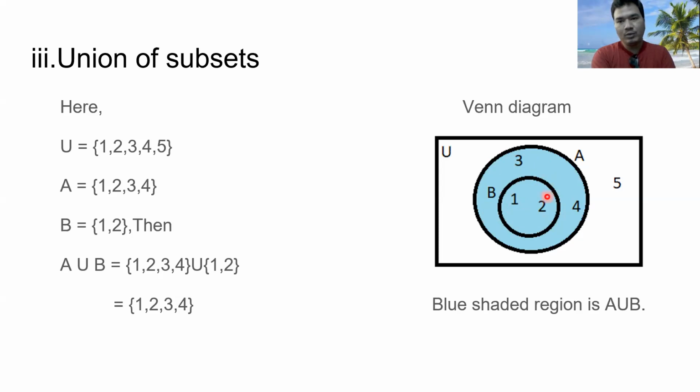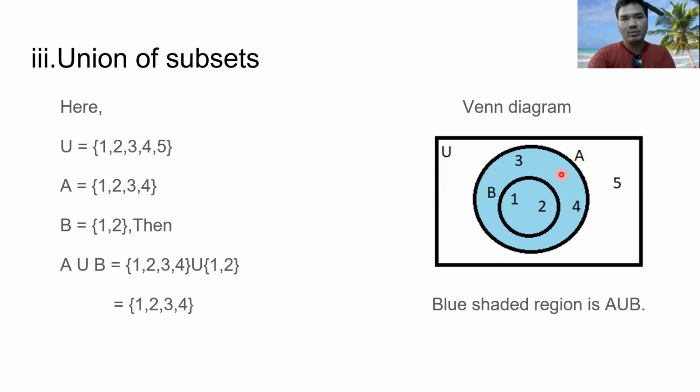And this A and B both are shaded. That's why A and B is shaded here. Okay. This is the union of subset. Whenever you have to find the union of subset, you have to apply this. Once again, I repeat this. This is the Venn diagram of subset. Here B is a subset of A because all the elements of B lie in set A.